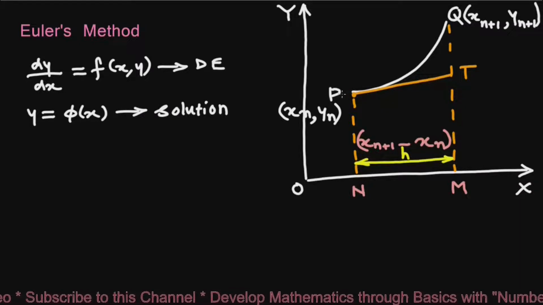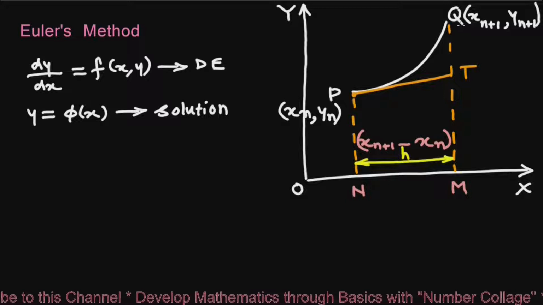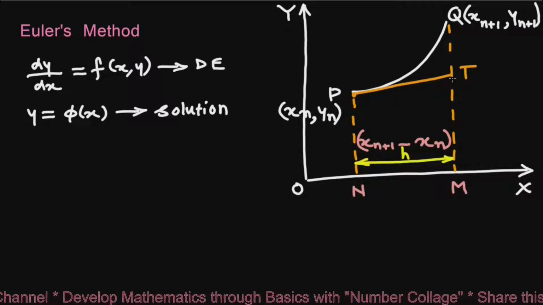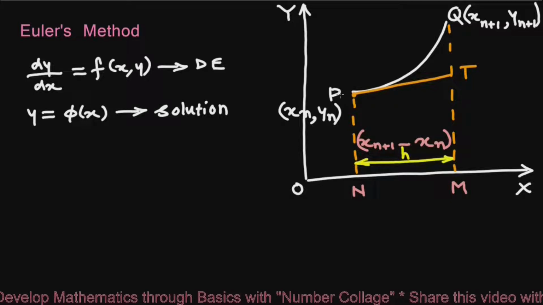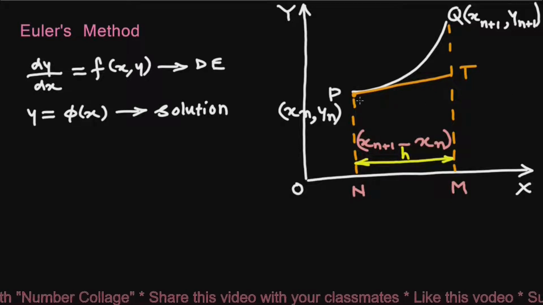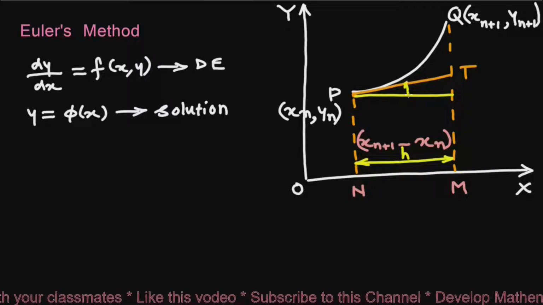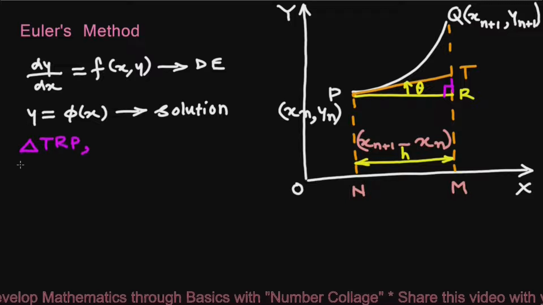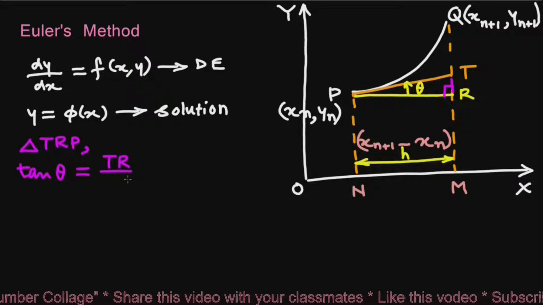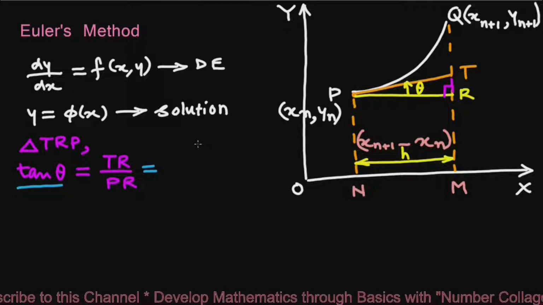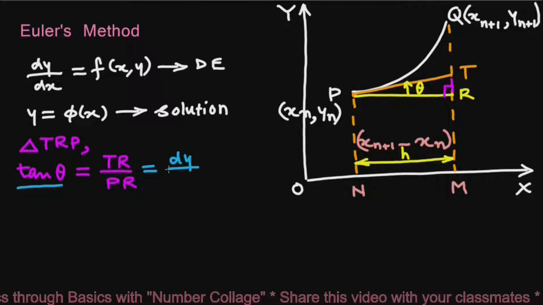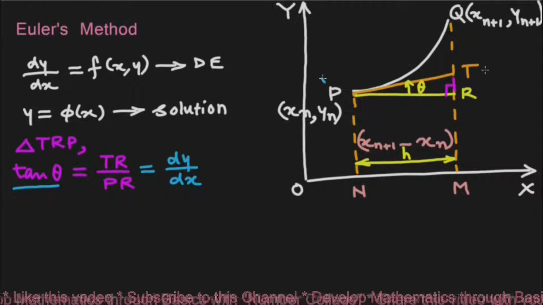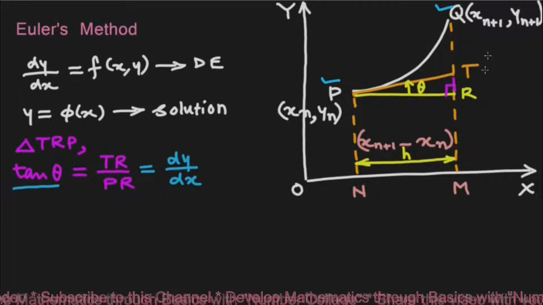As the neighboring points P and Q are very close to each other, tangent PT can be considered to be same as the functional curve PQ. Now let tangent PT make an angle theta with horizontal line PR. In right triangle TRP, tan theta will be TR upon PR, but tan theta is the slope of the tangent to the curve, dy by dx. Since points P and Q are very close to each other, tangent PT is approximately same as curve PQ.